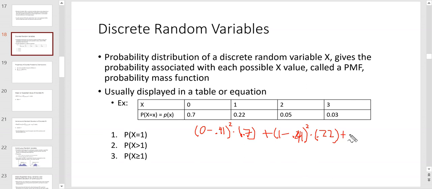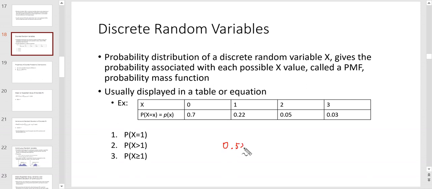And then do that for 2 and 3, and I'll just do ellipses here. Once you've completed all that, you should get 0.5219. Remember, this was number of accidents, so you could say the appropriate unit here is number of accidents squared. Okay? So there's the variance.